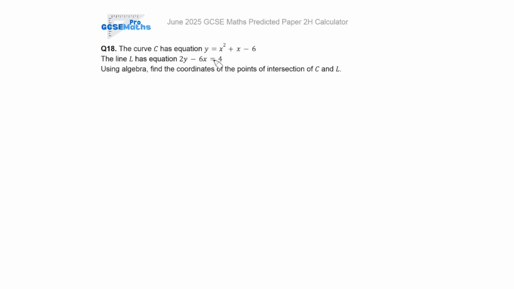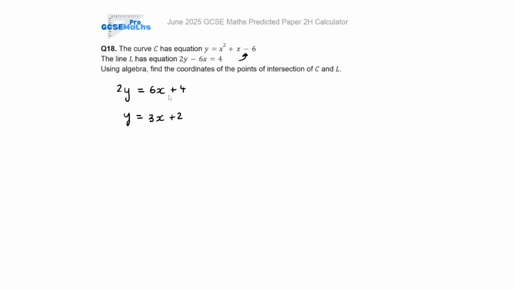We've got a linear and a quadratic, so the way that we normally solve those simultaneous equations is we substitute the linear into the quadratic. Now, I'm actually going to rearrange the linear first, making y the subject just to make it easier. So 2y is equal to 6x plus 4, and then I'm just going to divide everything by 2. So that's y is equal to 3x plus 2.